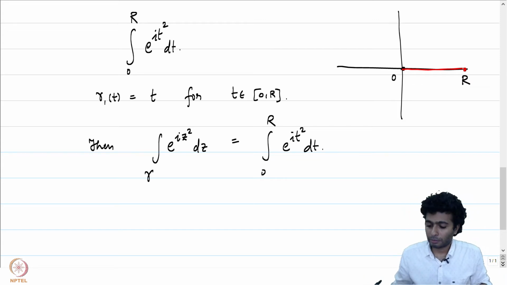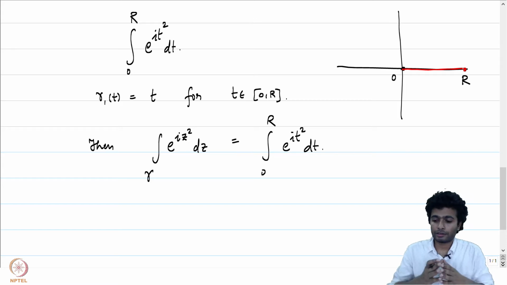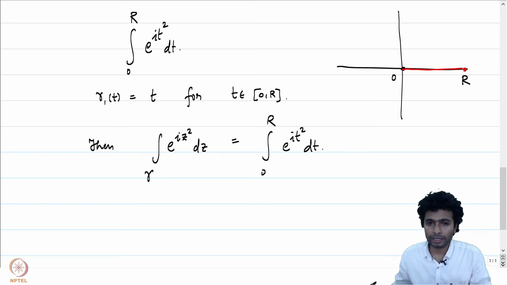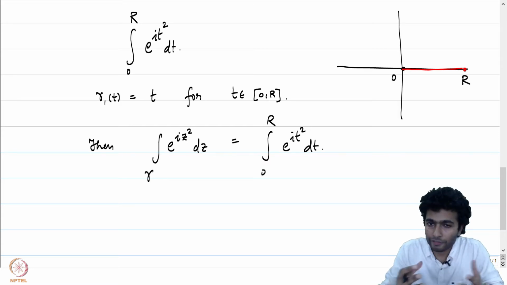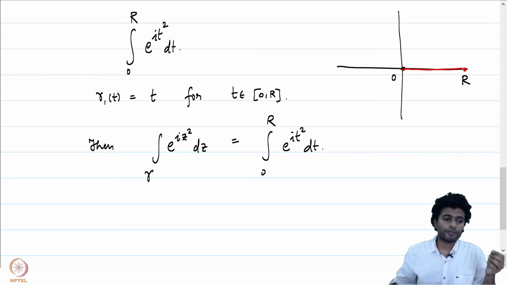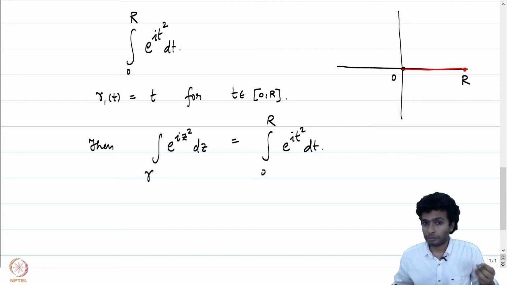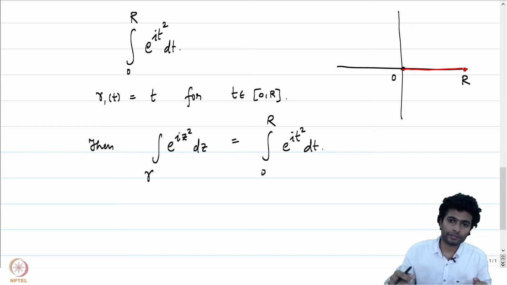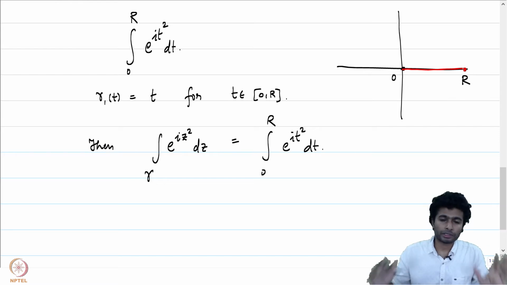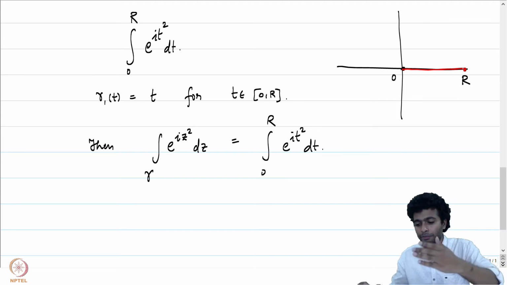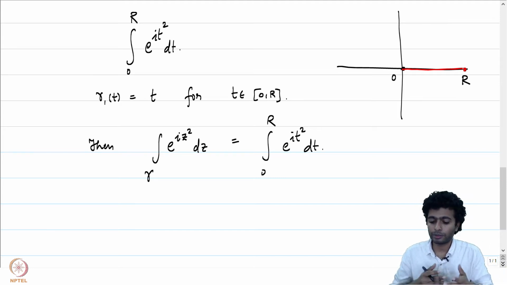Now e to the power i z squared is an entire function. It's holomorphic on the entire complex plane, and the entire complex plane is a convex set. Therefore, if you look at the integral of f along gamma 0, which is a path from z0 to z1, and we get hold of gamma 1, another path from z0 to z1, then the integral of f over gamma 0 is the same as the integral of f over gamma 1. We are precisely going to do that: we will get an alternate path from 0 to R over which it's easy to compute this limit and approximate.